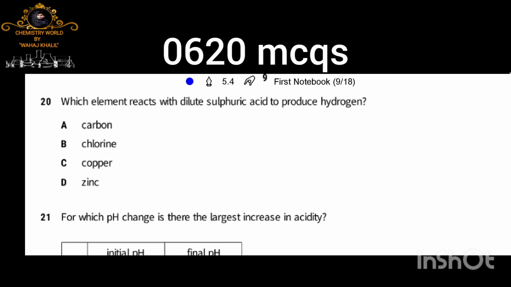MCQ number 20. Which element reacts with dilute sulfuric acid to produce hydrogen gas? A, carbon; B, chlorine; C, copper; or D, zinc. So when we see a sulfate, it is dibasic. So option D, zinc sulfate. We know about the zinc sulfate, so this option is the right one.